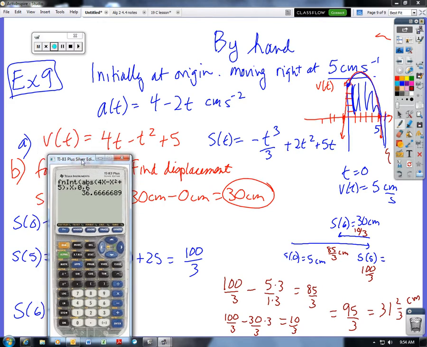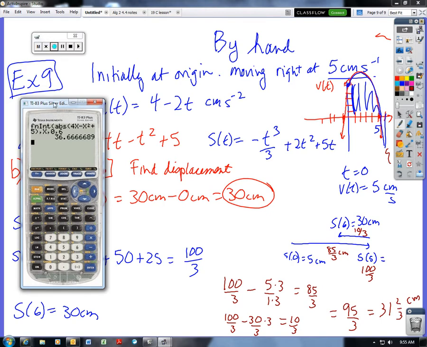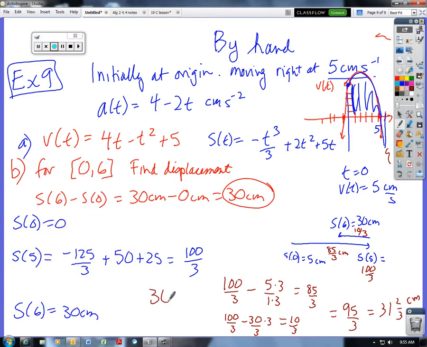What did I do? I made a mistake. Let me make sure I didn't make a mistake on entering it in. 4x minus x squared. Okay. So it's supposed to be 36 2/3. I made a mistake somewhere. Okay, let's see if I can find it. I did work this out ahead of time, so I might be able to find my mistake. So from 0 to 5, it should be 125 thirds.